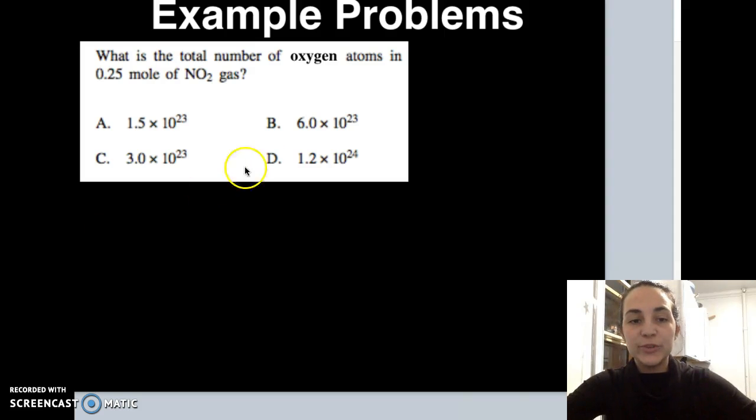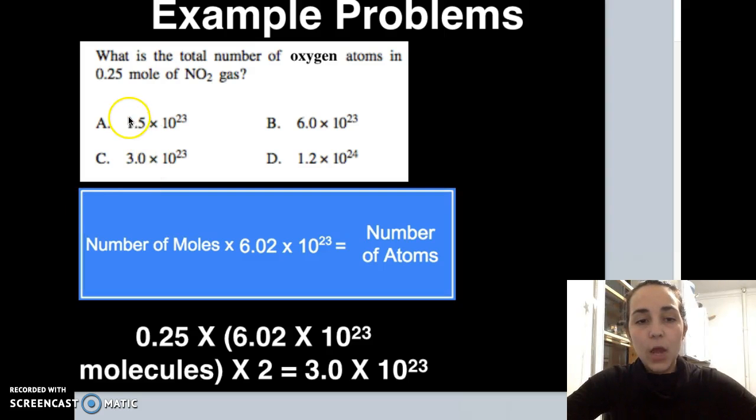If this question was rephrased and it said what's the total number of oxygen atoms, then we would do the same math, but at the end we would multiply by 2 because we see this little 2 here next to the oxygen. I hope that this has been helpful. Please continue by working on the practice worksheet to make sure that you're feeling confident in this topic.